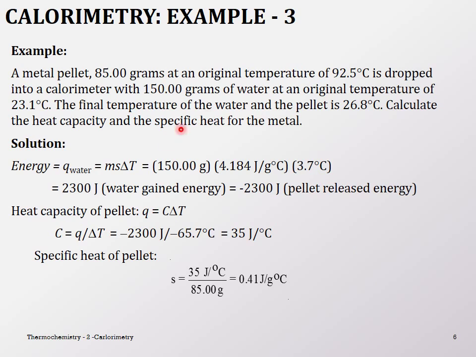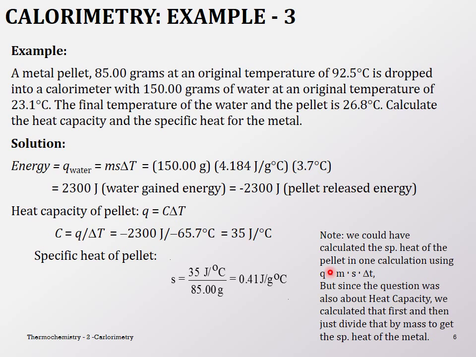So in this calculation, you can see that there was one additional thing we had to do, which is that you need to find out how much energy was transferred into the water. Once you know how much energy was transferred into the water, that is the energy you're going to use to calculate the heat capacity of the pellet. One last thing about this calculation is we could have calculated the specific heat directly from here. Once we had known what the energy transfer was, we could have used the specific heat formula over here.